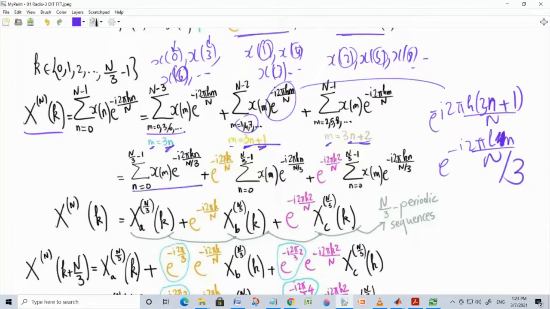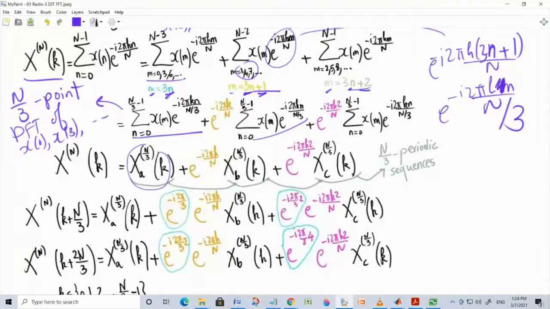So if you look at this summation, what is this summation? This summation is the N over 3 point DFT of x of 0, x of 3, x of 6, and so on. What is the second summation? It is the N over 3 point DFT of x of 1, x of 4, and so on. So now I will call those guys: this one I will call X sub a, this X sub b, and this one X sub c.